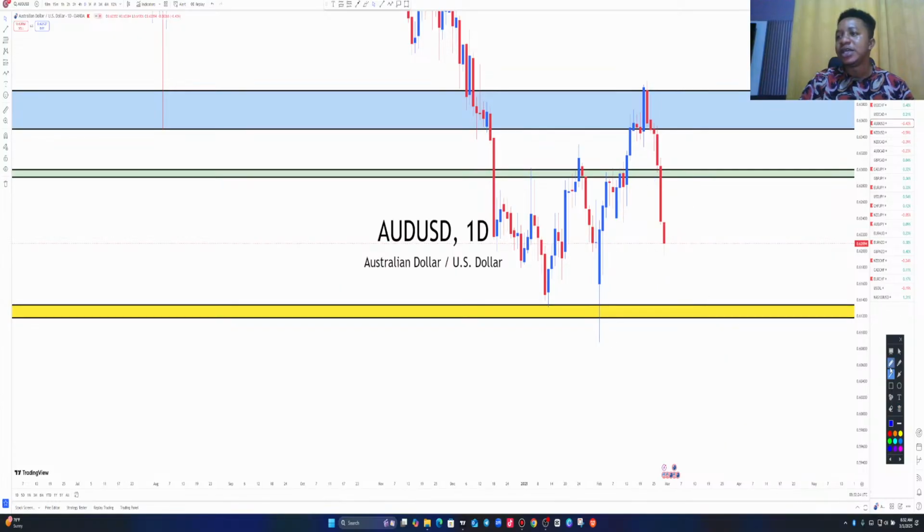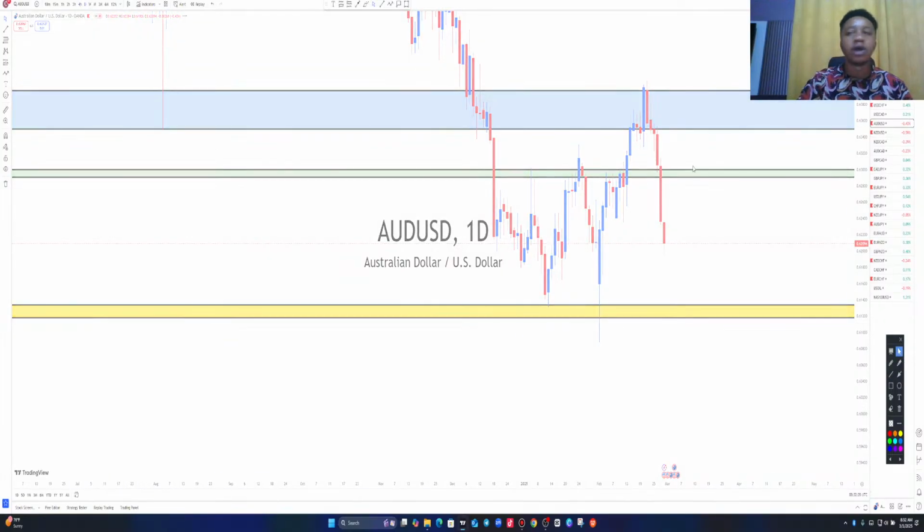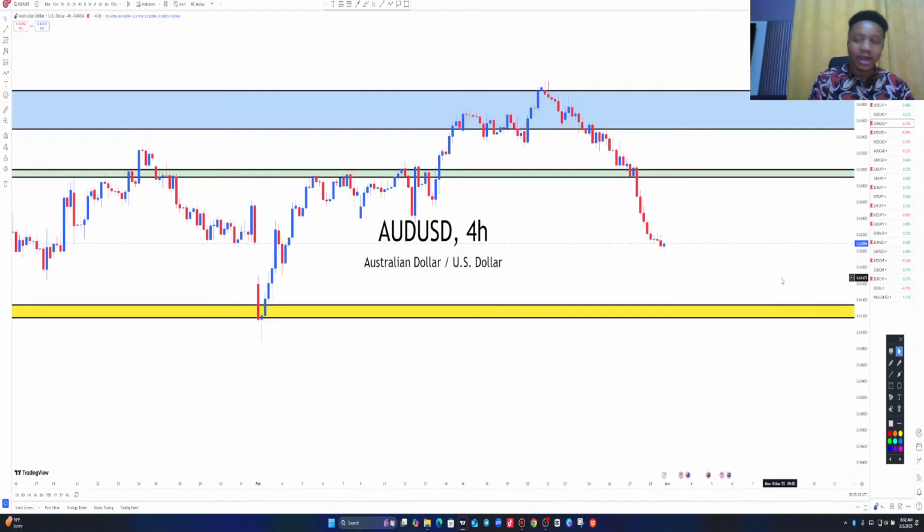So AUDUSD, I'm waiting for the retest of this daily resistance level as lower high before we can sell all the way to the downside. Now let's take it all the way to the 4-hour time frame and then finish it up completely as well. All right, so onto the 4-hour time frame.